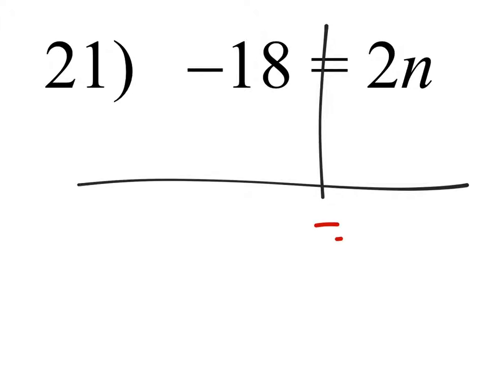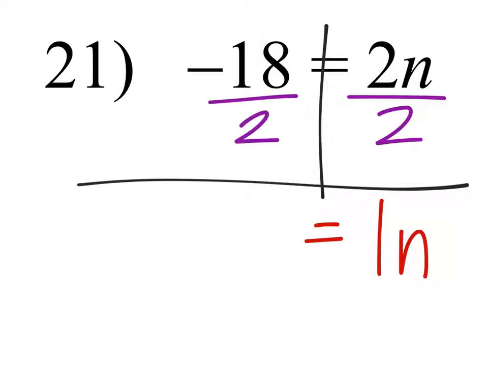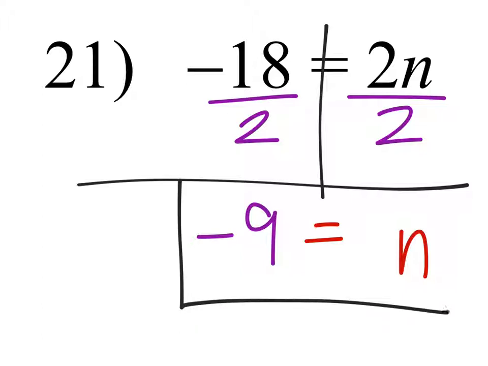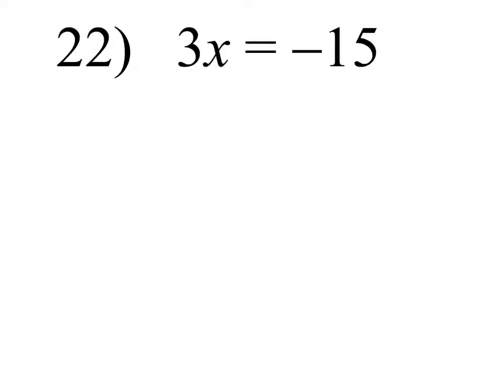So specifically, what are we going to do to n to make it a 1n? There you go. Just divide it by 2 on both sides. Negative 18 divided by 2 is negative 9. Do you guys want the 1 there or no? No. All right, so let's take it off. Now I have negative 9 equals n.